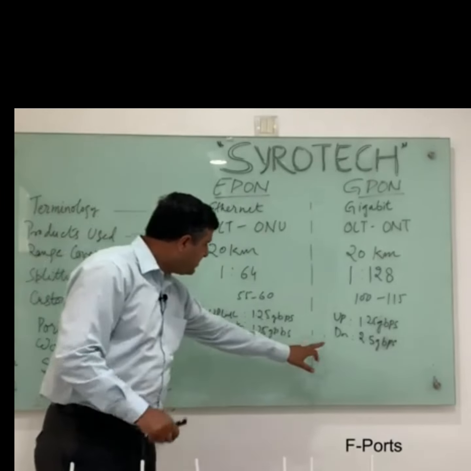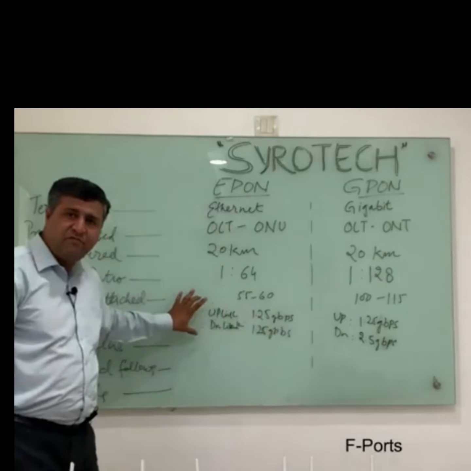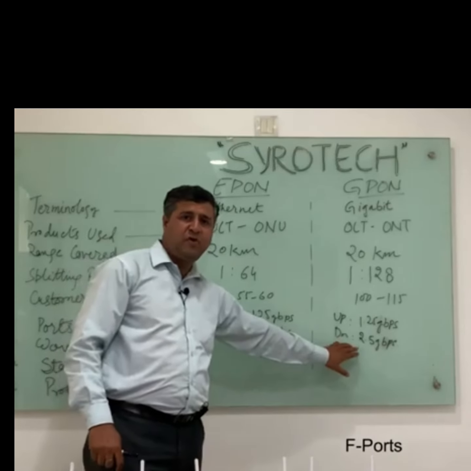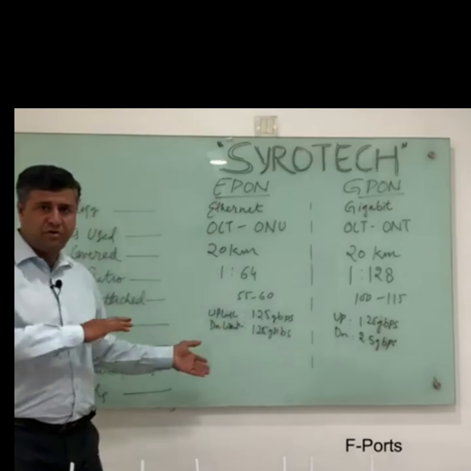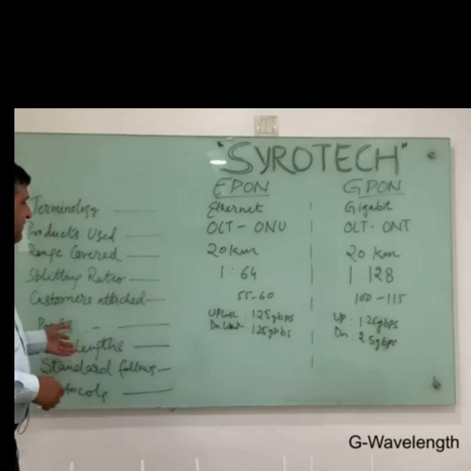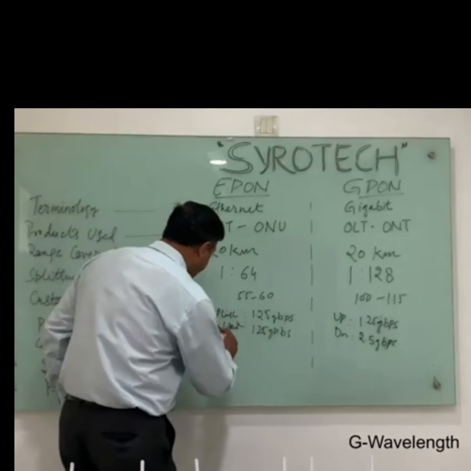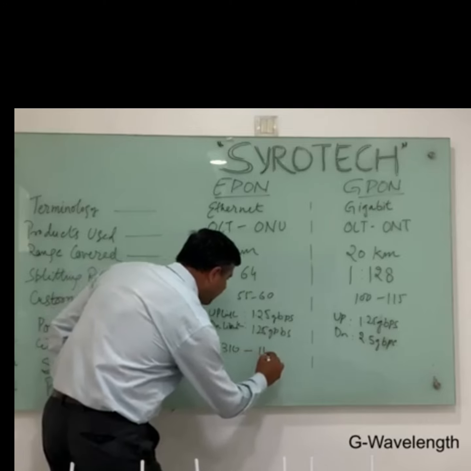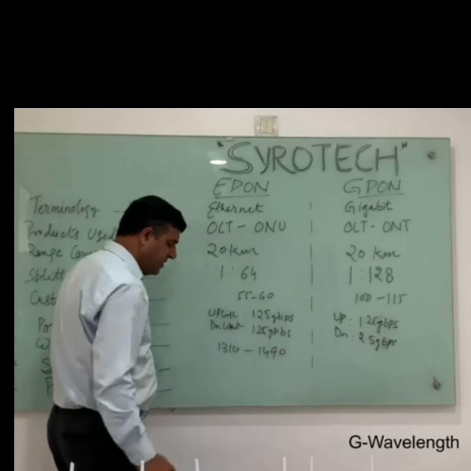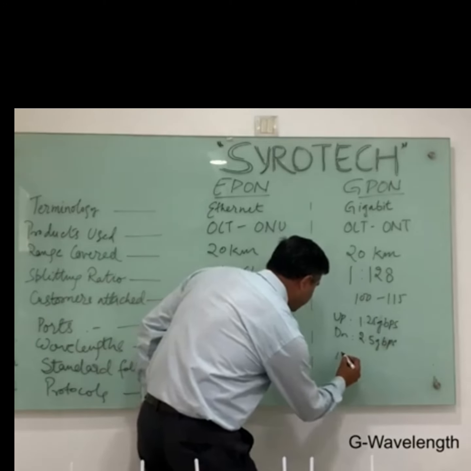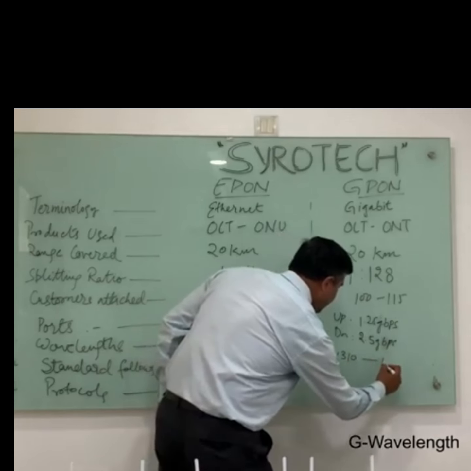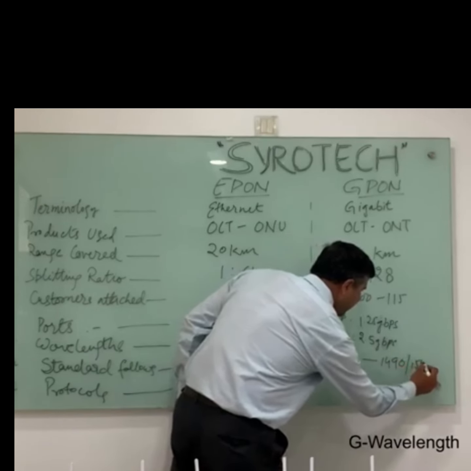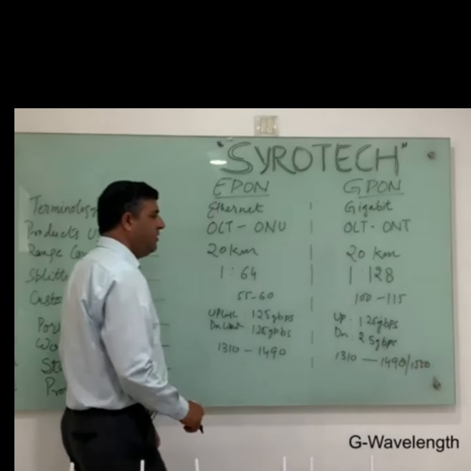So this is the basic difference. Here the speed will remain the same for uplink and downlink ports. Here in downlink it will be 2.5, that is just double that of EPON. The same goes for wavelength. The wavelengths we are using for uplink is 1310, whereas for downlink it is 1490. Whereas in GEPON it is 1310, here 1490, and 1550, like that.